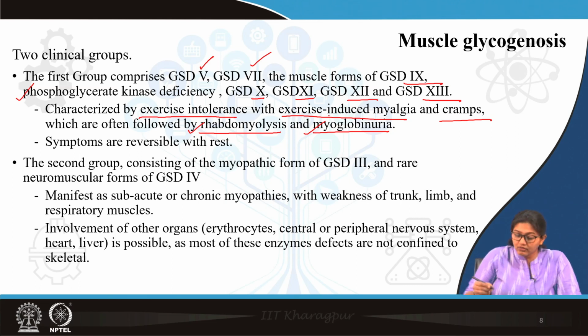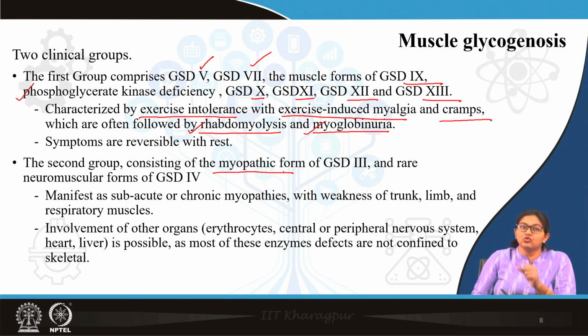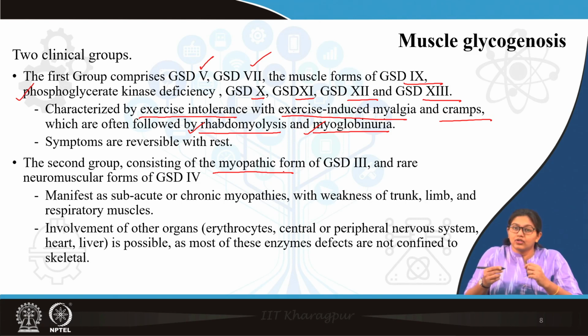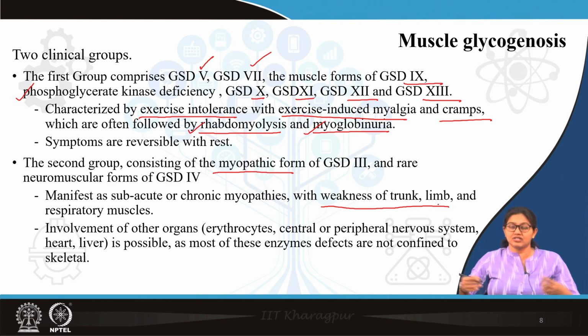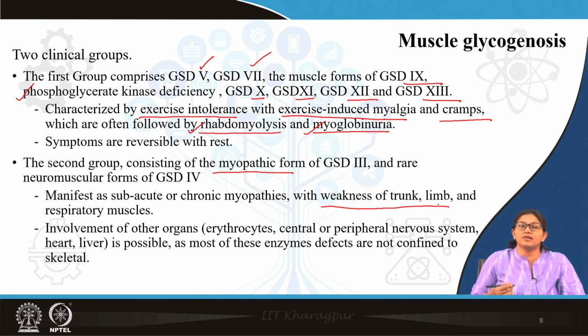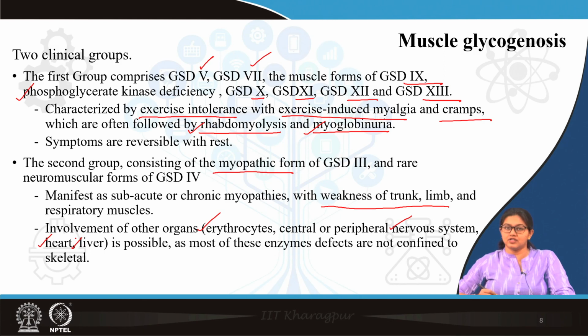Whereas, in the second group, which are the myopathic forms, there are chronic or subacute myopathies and mostly a generalized weakness. These weaknesses are manifested in the body, limbs, and also in respiration. Respiratory muscles are also facing myopathies. Apart from that, other organs are involved as well, like RBCs, nervous system, heart, liver. These organs can be affected. So, the second group is not only causing myopathy, rather they affect other organs as well. So, these are muscle glycogenosis, remember. There are two forms.